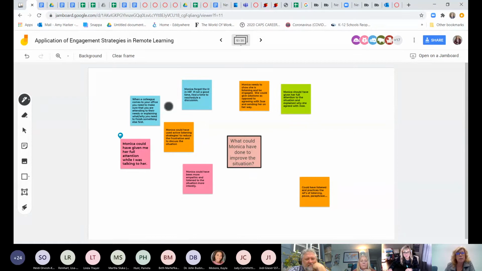When a colleague comes to your office, you need to make sure that you are attending to their needs and explaining why they need to finish something else first. So I could have 3 different marks. I like this comment, I agree with this comment, could be a check mark, or I disagree. I could put an X next to somebody if I disagreed. Not that I disagreed with that, I was just giving you an example. So you can Control Z something if you want to get rid of it, or you can use the eraser.